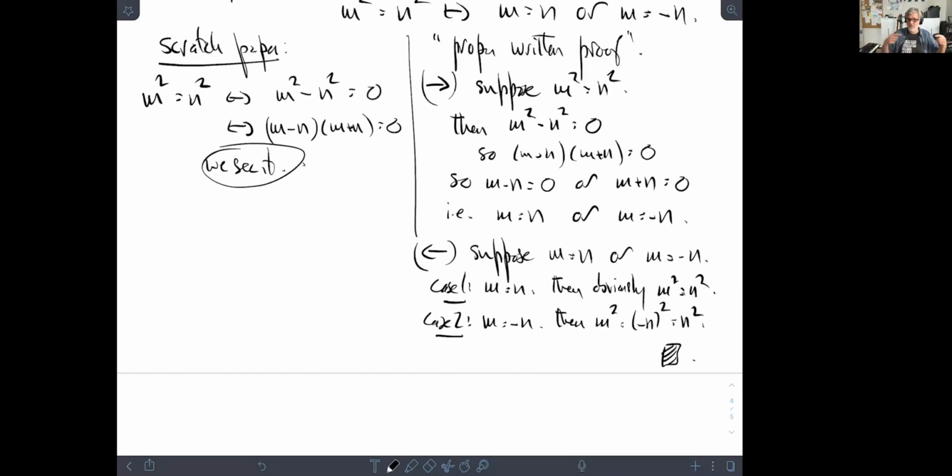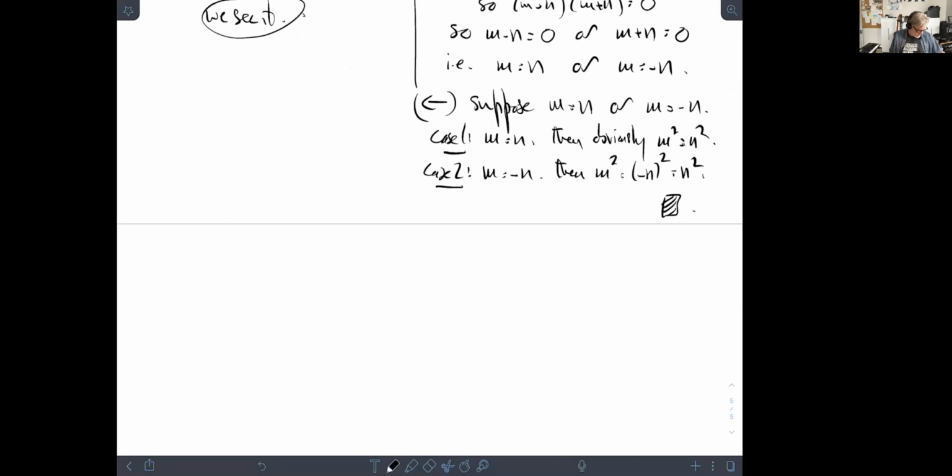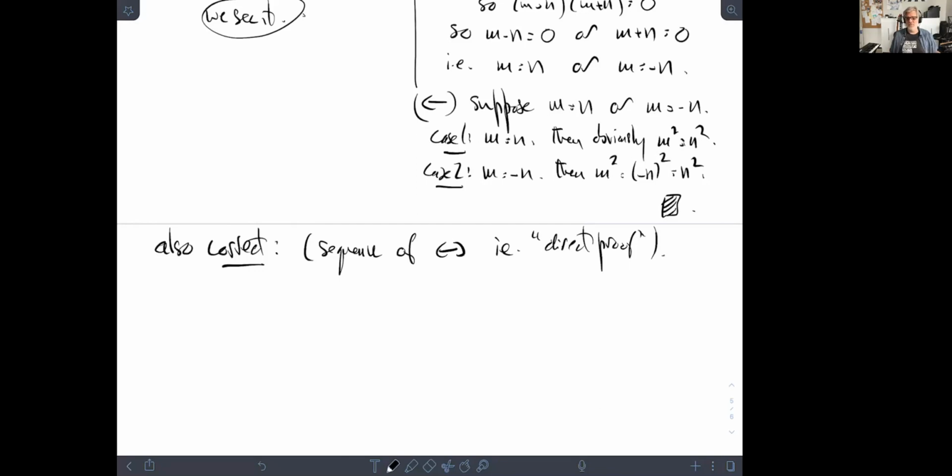Right? But you see there's a different flavor in both directions, right? I could have done it as a sequence of if and only ifs, okay? Which is more what I did on my scratch paper. Also correct would be as follows, okay? So it's a sequence of equivalences, what I call the direct proof. With harder problems, it's very rare that this works. If it's very elementary, it'll work, but if it's not quite elementary, it's very rare that this is going to work, okay?